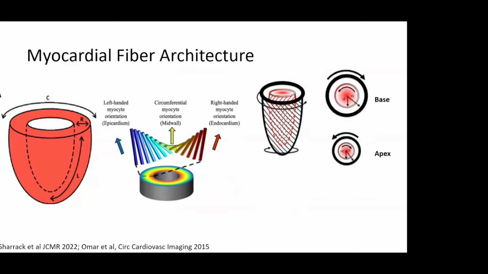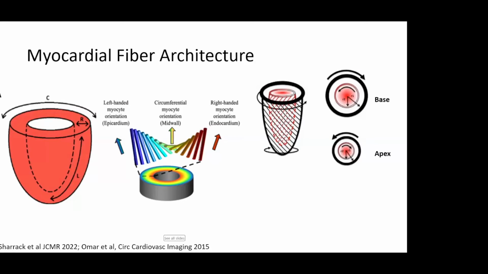And what's interesting is that this occurs as a result of the difference in orientation of the different layers of myocardium. The myocardium can be separated into the sub-endocardial layer just below the endocardium, a mid-wall layer, and a sub-epicardial layer. And what you see is that they're formed by two helices of opposing directions.